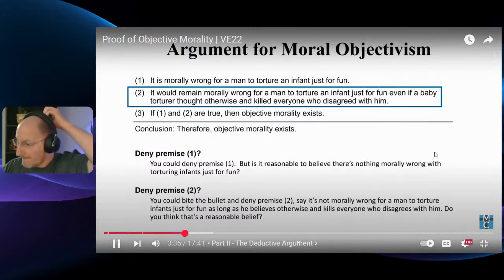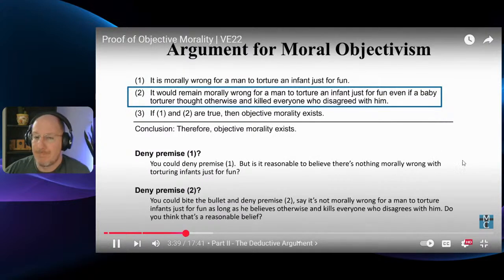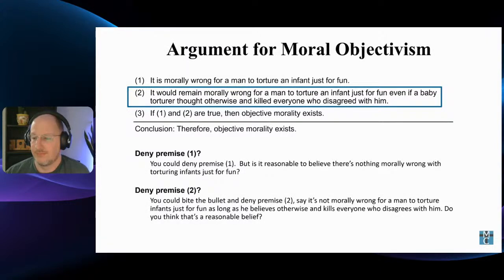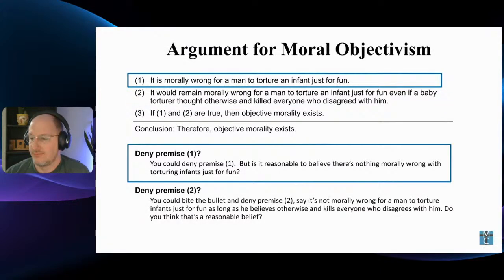If it's just for fun, as long as he believes otherwise and kills everyone who disagrees with him. Do you think that's a reasonable belief? I think this argument is strong because none of the premises seem reasonable to deny. Consider premise 1, for example. It's not reasonable to believe that there's nothing morally wrong with torturing infants just for fun.